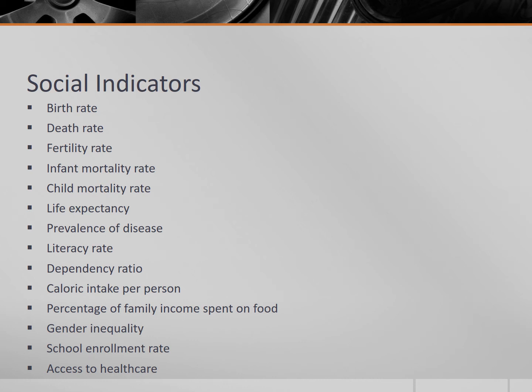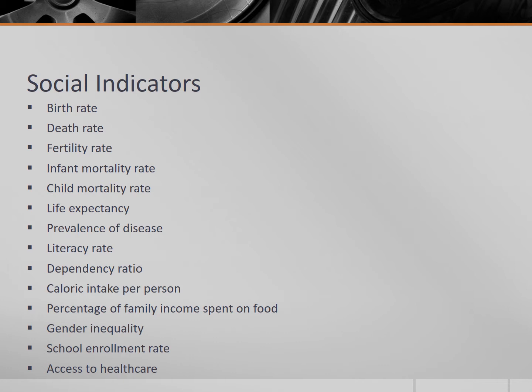Hello, human geographers. We are back at it again this evening, and tonight we're going to be talking about more indicators of development. Last lecture, we discussed the economic indicators that tell us how developed a country is. Tonight, we're going to be looking at a variety of social indicators.